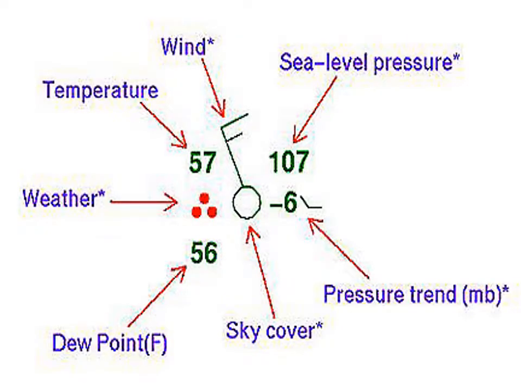So this is a full completed weather station, and I'm going to start in the middle and work my way out. You've got the sky cover designated by a circle in the center, and depending on how shaded it is, will tell you how much cloud cover there is. So this doesn't have any shading, which means that it's a clear day. There's no clouds.